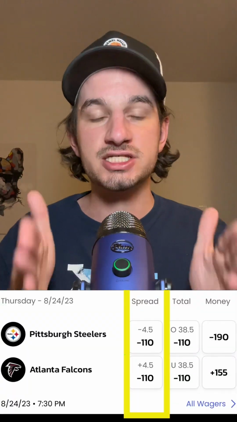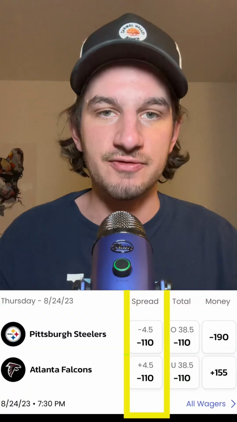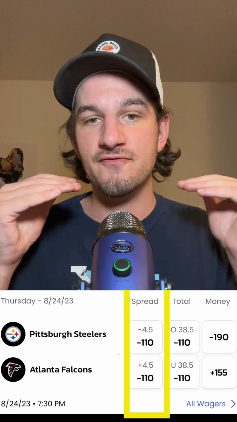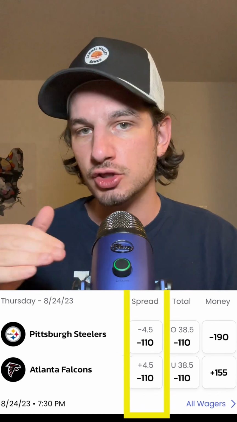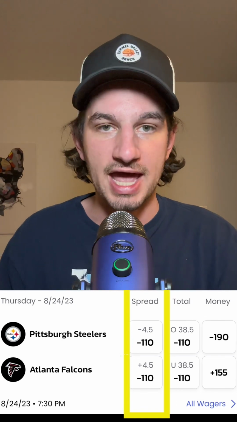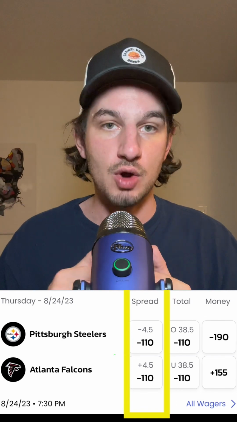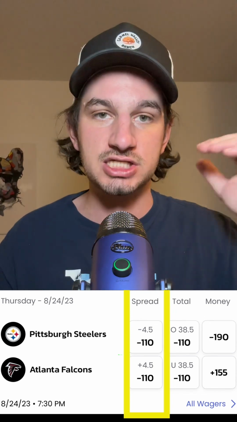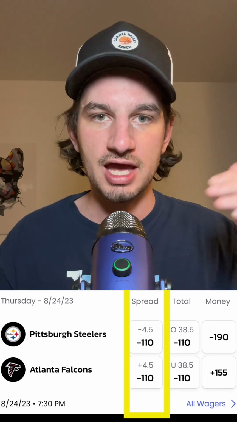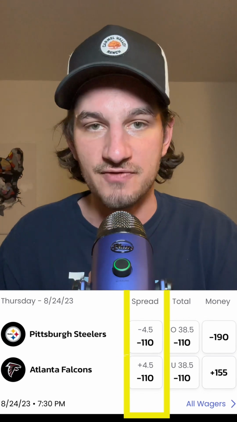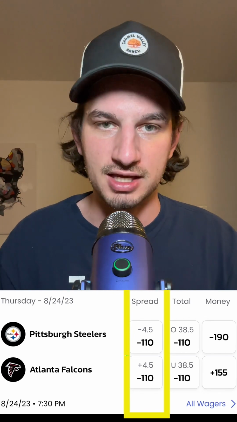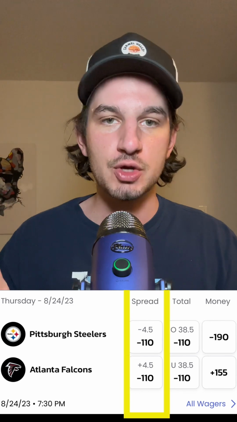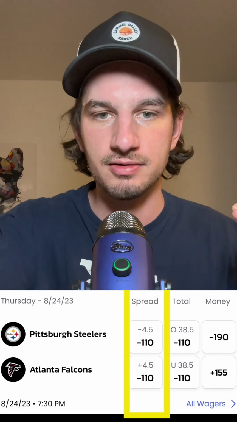The first column is titled Spread. This is the point differential needed. So if the Falcons are the underdogs, they can lose by 4, but since they're plus 4.5, that's counted as a win. You either add or subtract that total for the spread to be counted. So the Steelers need to win by 5 or more, and the Falcons need to lose by less than 5 for you to win that pick. And that pays even money, which is listed as minus 110. The fact that even money is listed as minus 110 is called the juice, and we'll get into that in a moment.